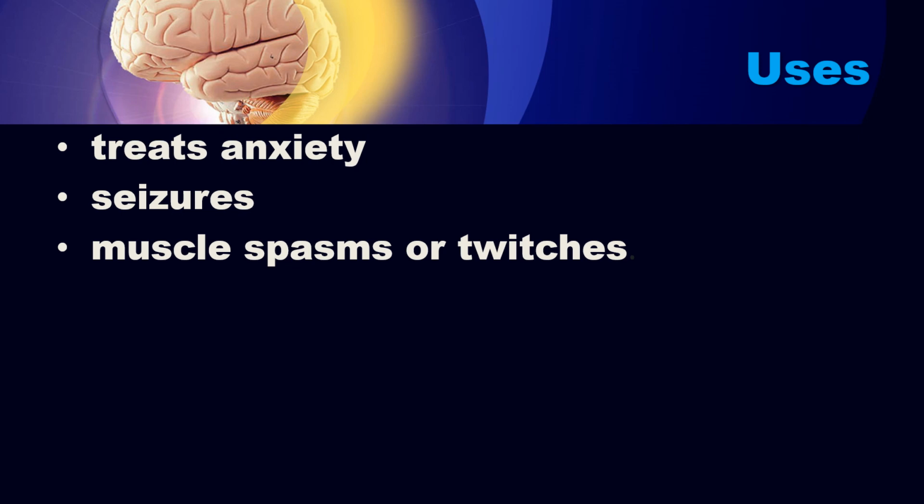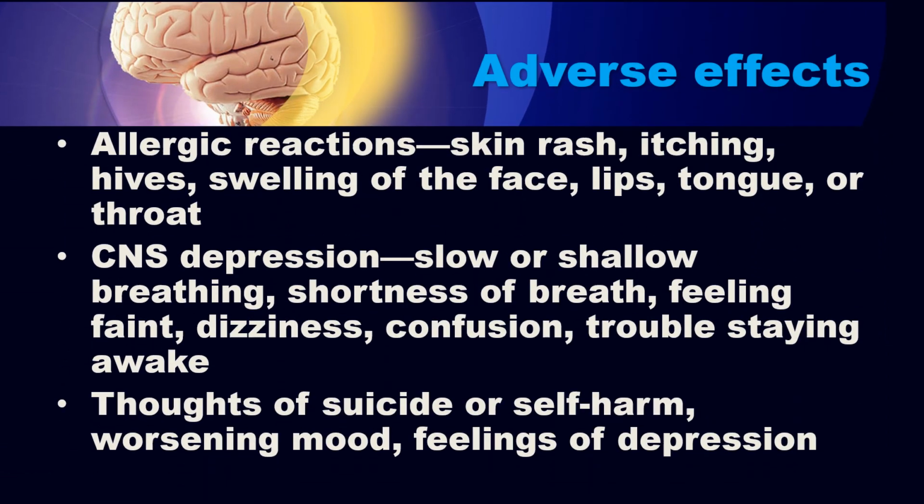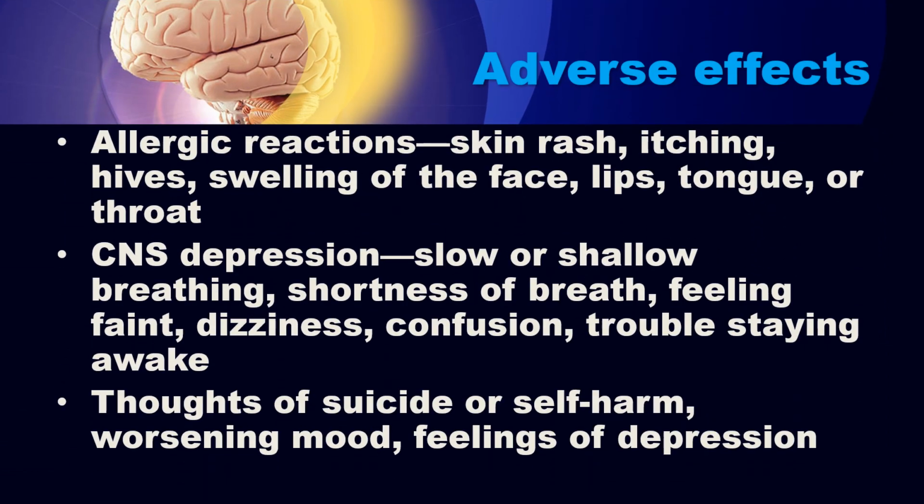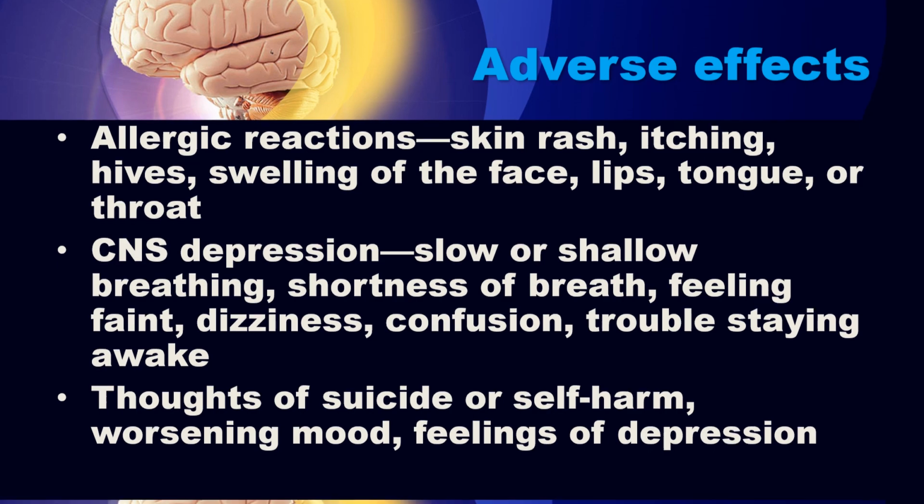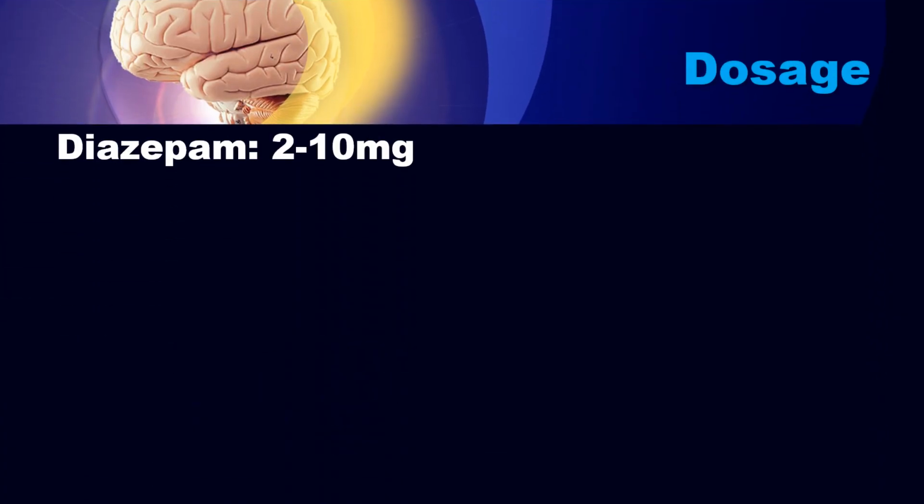Uses. It is used to treat anxiety, seizures, muscle spasm or twitches. Adverse effects of diazepam. It can cause allergic reactions such as skin rash, itching, hives, swelling of the face, lips, tongue or throat. It causes CNS depression, slow or shallow breathing, shortness of breath, feeling faint, dizziness, confusion, trouble staying awake. It also creates thoughts of suicide or self-harm, worsening mood, feelings of depression, etc. Dosage. Diazepam is given in the dose of 2 to 10 mg.